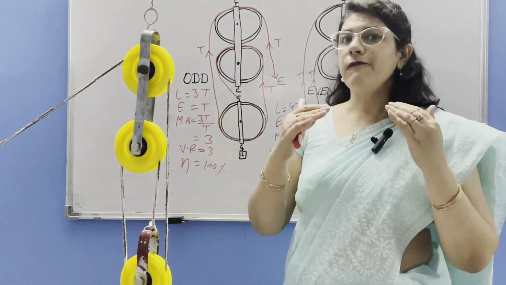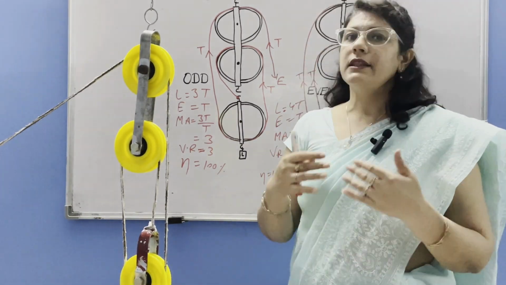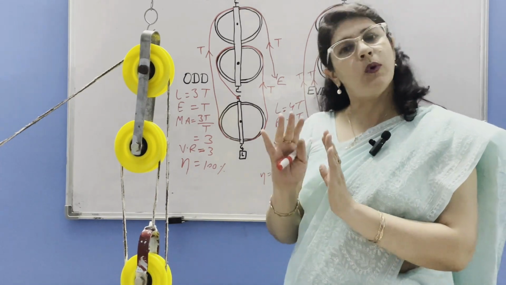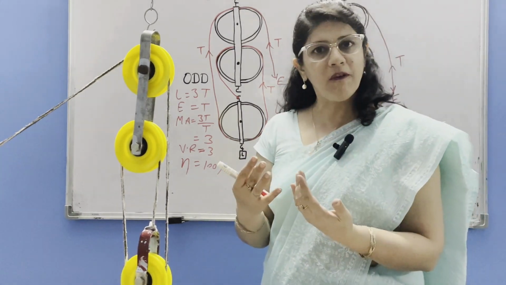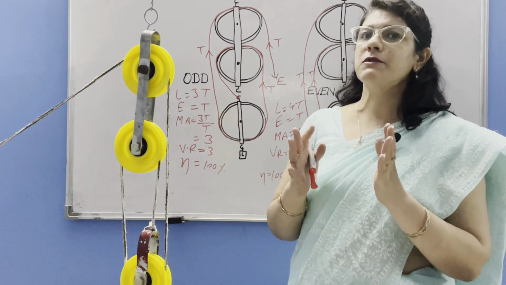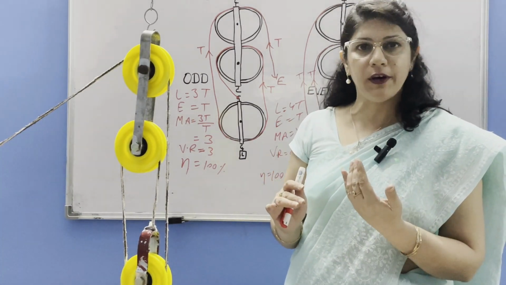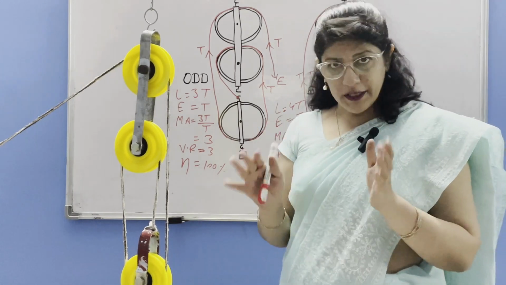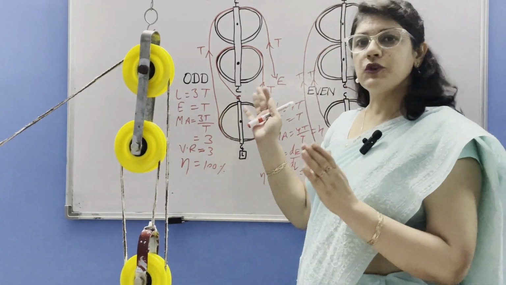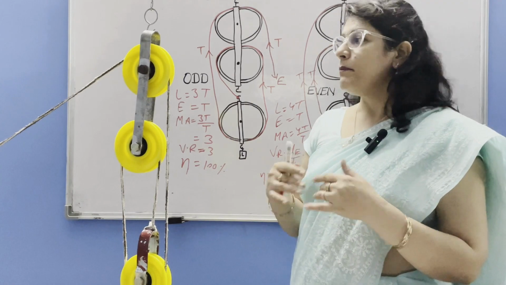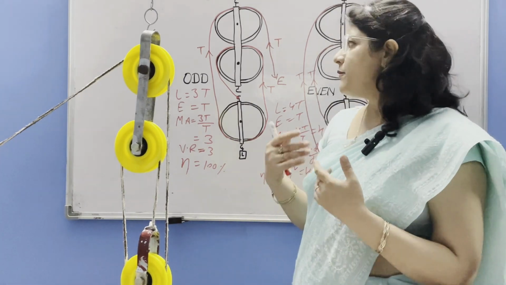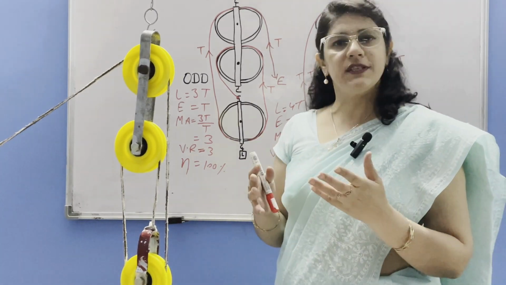Summary is, if we have n number of pulleys, then we have MA equal to n. It means the more the number of pulleys, the more is MA. It means the machine acts as a force multiplier. We need to apply less effort to do the same job. For greater efficiency, the lower block should be as light as possible. Bearings should be properly lubricated. Friction should be less, so efficiency will be greater.